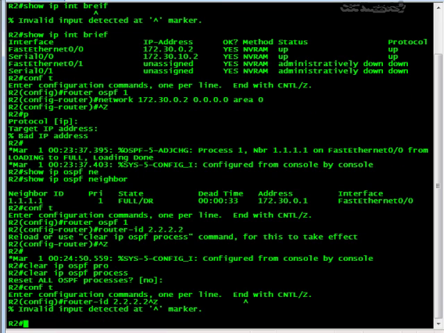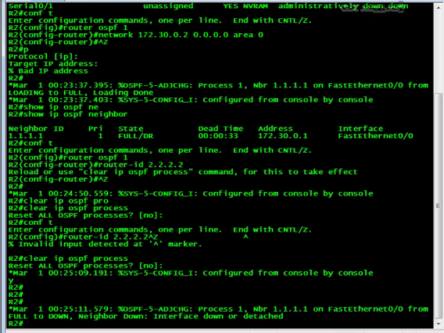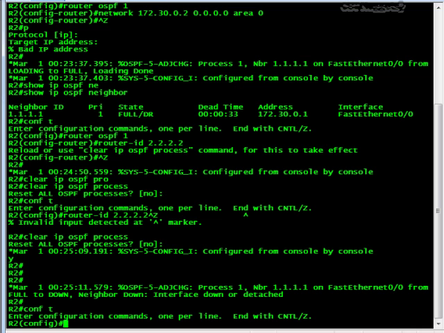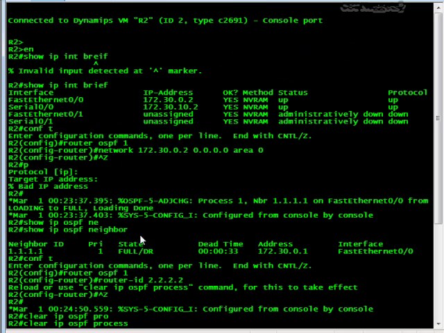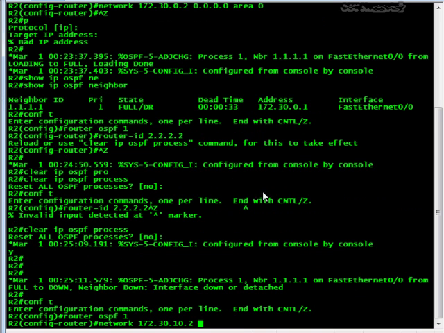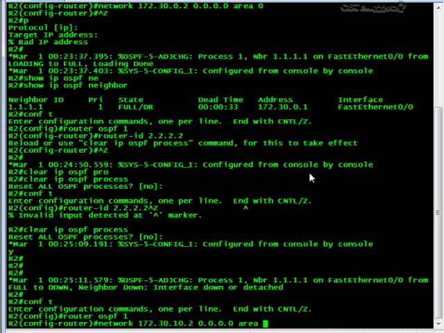Oh, I'm going too fast for my own good. Yes, I would like to clear the OSPF process. So now, it tears down the neighbor relationships, resets the whole thing, and when it comes back up, router 2 would indeed be seen as 2.2.2.2 as the router ID. Okay, so from here on out, I'm going to configure that first. But now I want to add in the other network, which was network 172.30.10.2 0.0.0.0 area, and we are putting that guy in area 10. It's going to be going between router 2 and router 5.